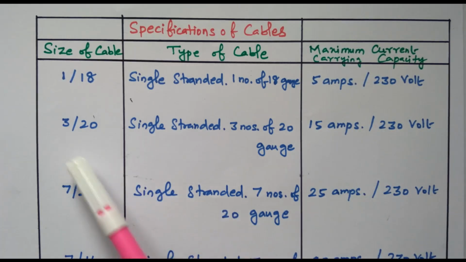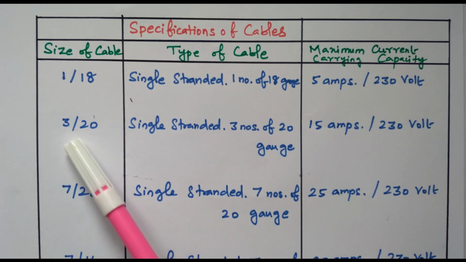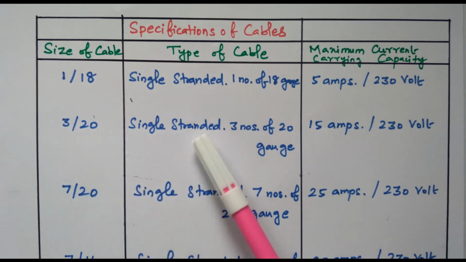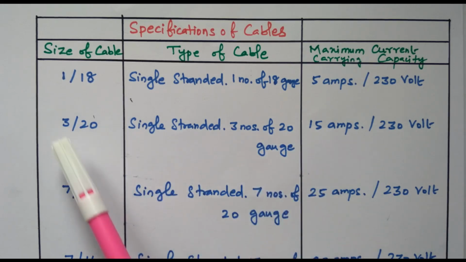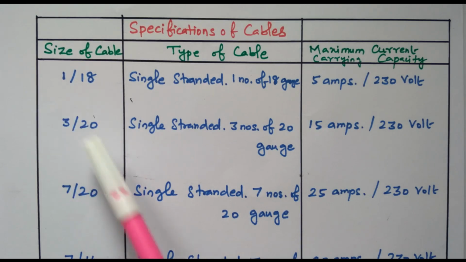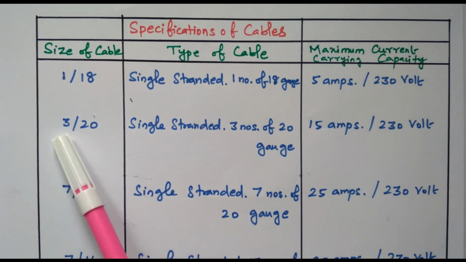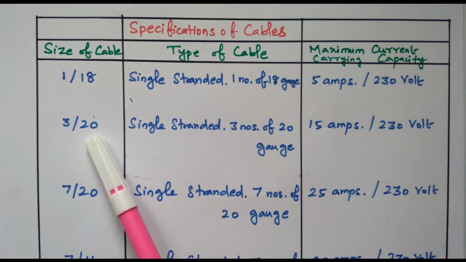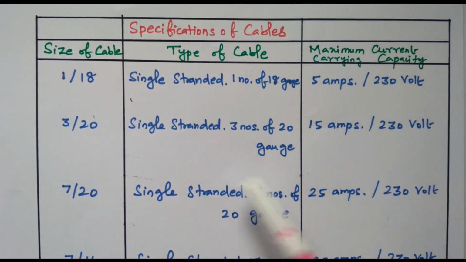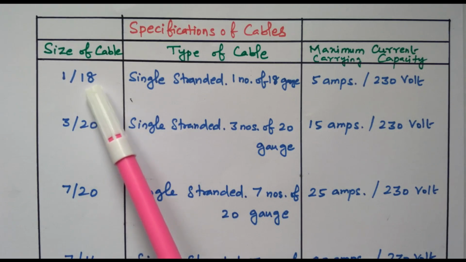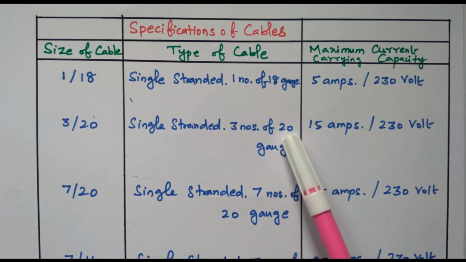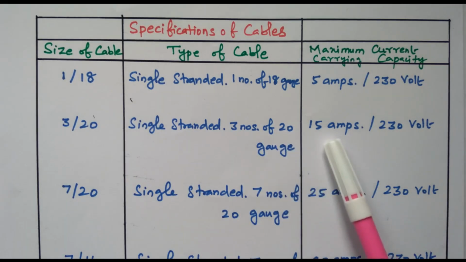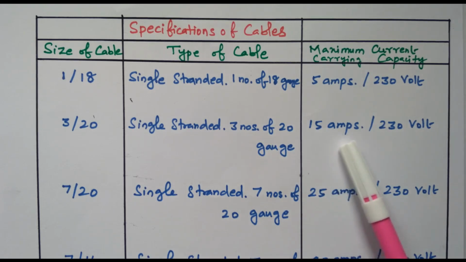The second type is 3 bar 20. Here 3 numbers of 20 gauge conductors are available, and from the number itself we can easily identify that. The previous one had only one conductor with 18 gauge, here there are 3 conductors with 20 gauge. So when the gauge increases, the thickness also increases, and automatically the current also increases.